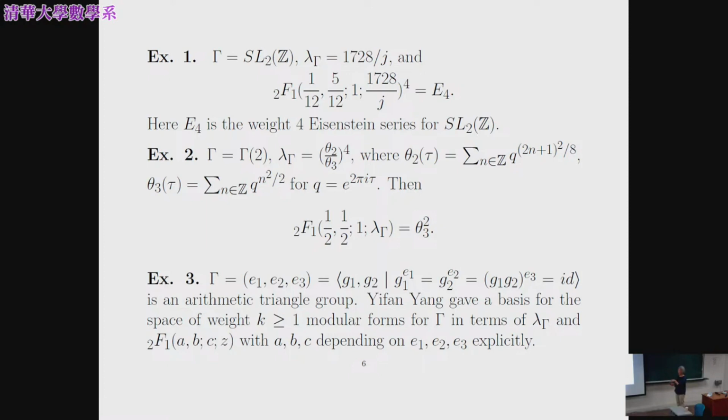co-compact X gamma. In this case, Yifan Yang gave a basis for the space of all the forms of all weight greater than or equal to 1, in terms of a chosen lambda function and a suitable 2F1 function where the parameters A, B, C are expressed in terms of the orders E1, E2, and E3. So these are the examples of connections between modular forms and hypergeometric functions.